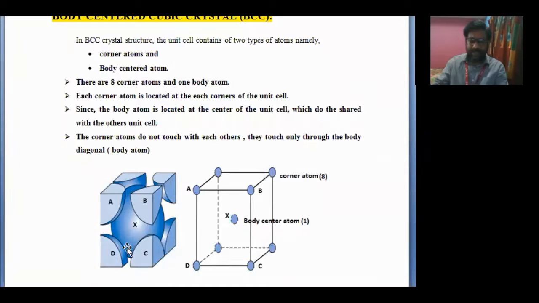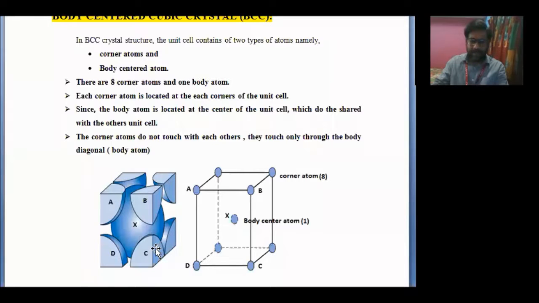You can see here, we have eight corner atoms. These eight corner atoms are at the eight corners of the unit cell. In addition to these eight corner atoms, we have one body-centered atom. This body-centered atom is located at the center of the unit cell.